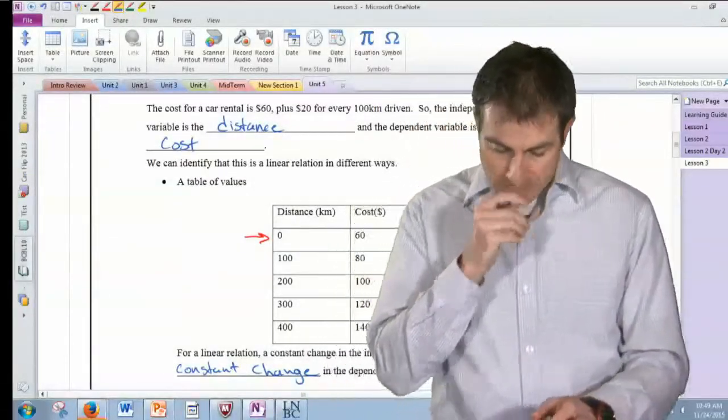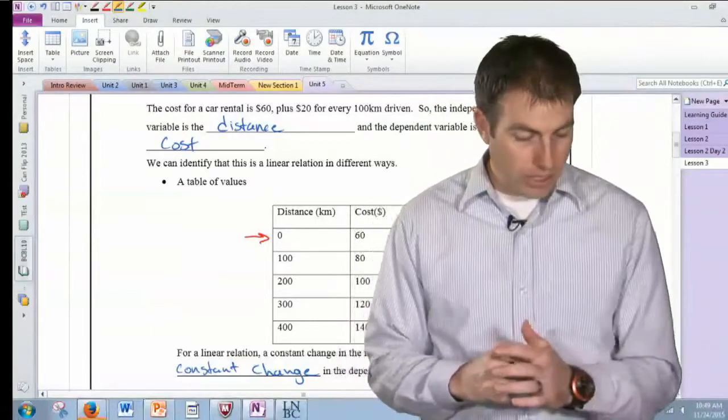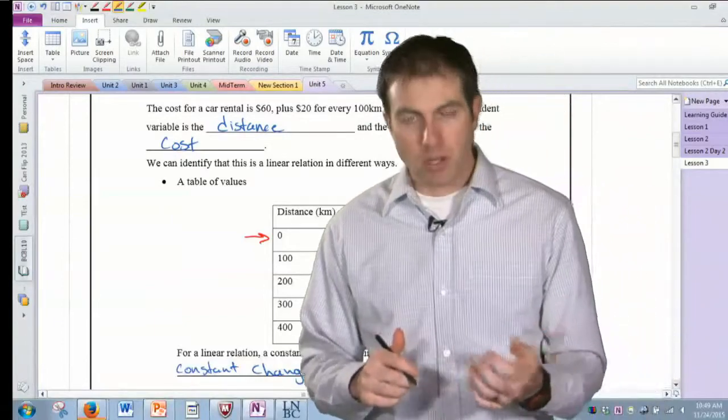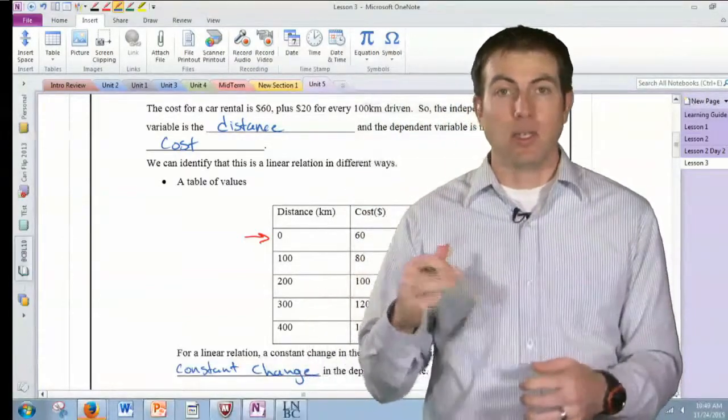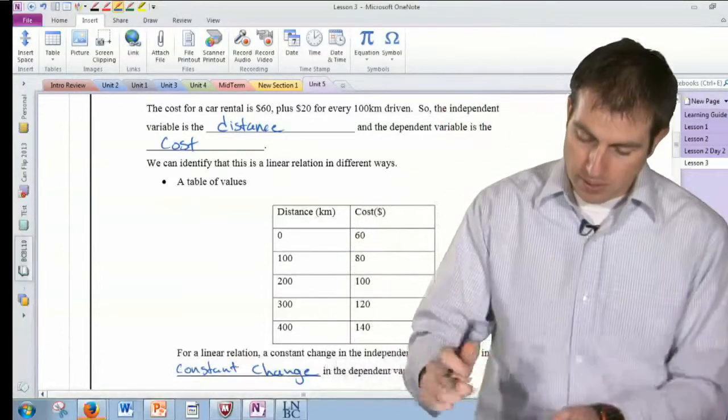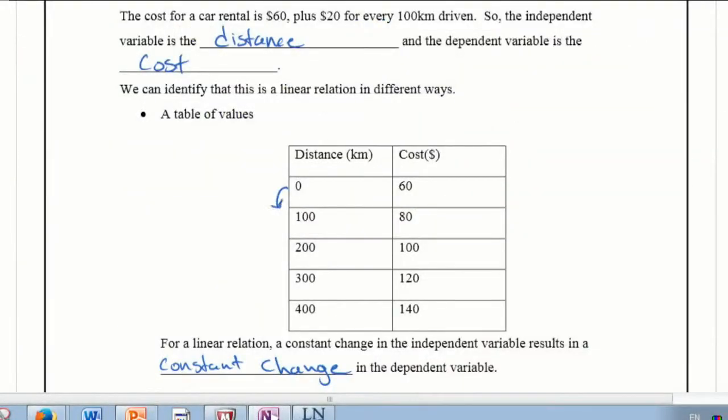So what do we mean by constant change? What we mean is, as we go down this table, the values are changing the same amount each time. So let's look at it. If I go from 0 to 100, I'm adding 100. From 100 to 200, I'm adding 100. 200 to 300, I'm adding 100, and 300 to 400, I'm adding 100. So each time I go down my distance, I'm adding 100.